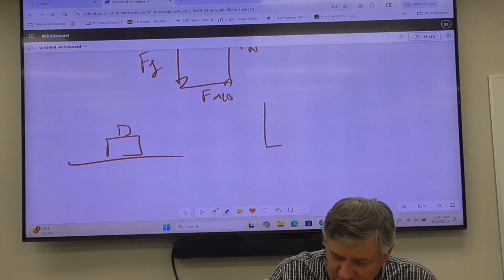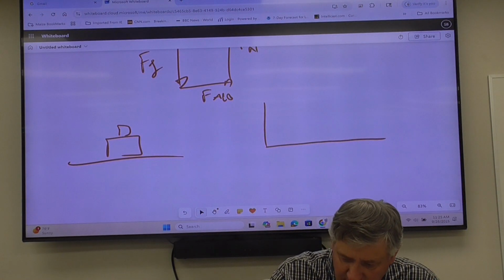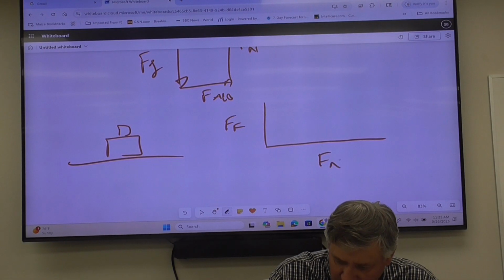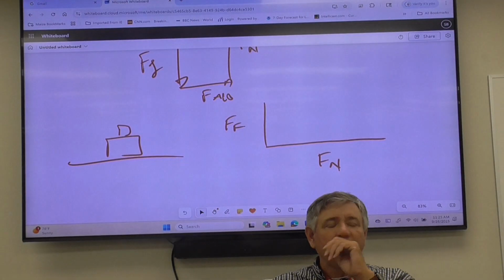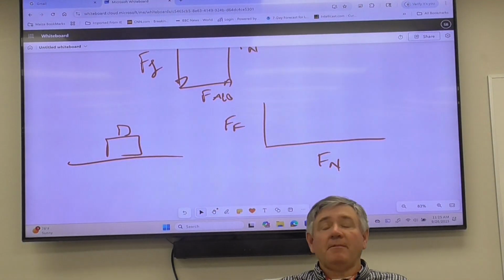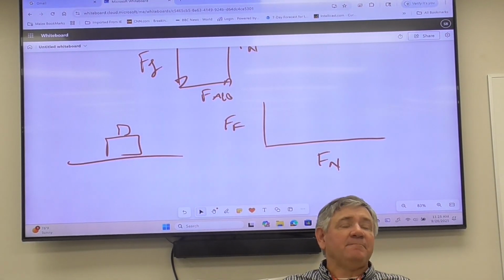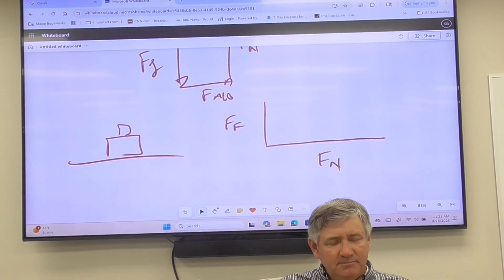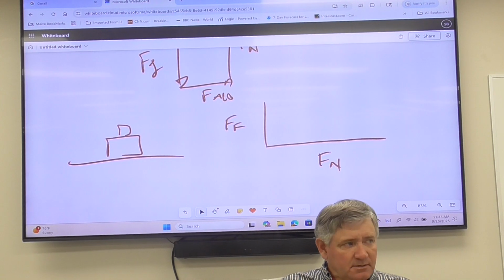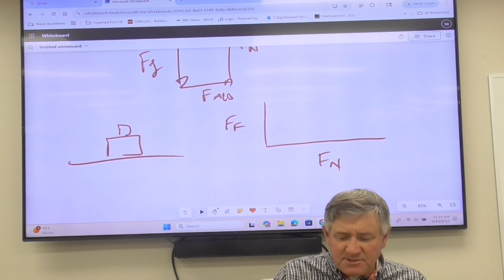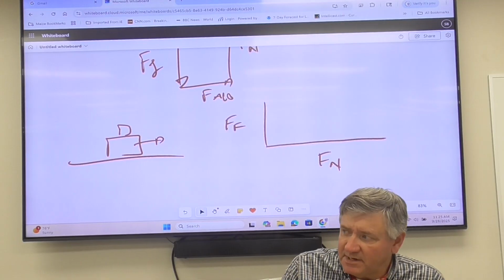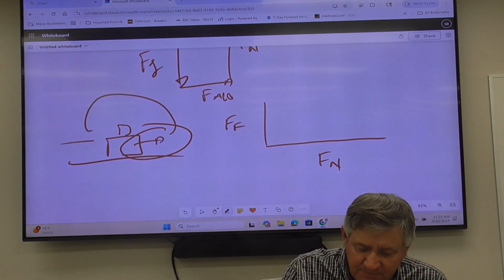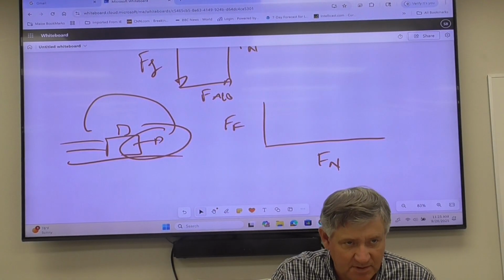So what I want you to draw on your scale is that you're going to put force friction on this axis, and you're going to put force normal on this axis. But Mr. Burkham, oh, this is bad. We didn't measure the force friction. You did, by measuring what? Force. Yeah, you measured how much force it took to pull it at a constant velocity. Then by measuring that force applied, you knew what the force friction was.